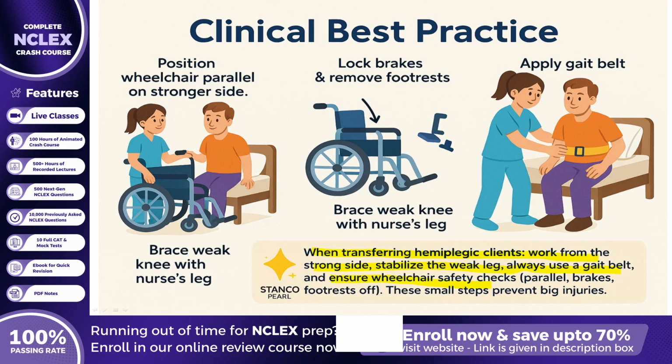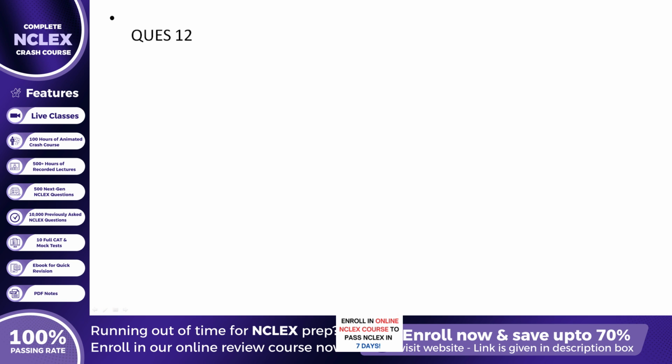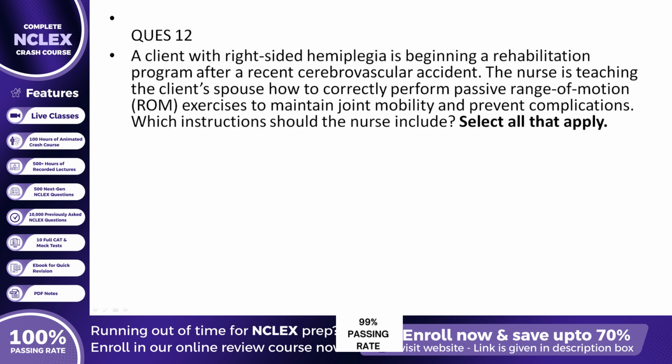Let us now move into a question that highlights caregiver education, which is vital in the rehabilitation process. A client with right-sided hemiplegia is beginning a rehabilitation program after a recent cerebrovascular accident. The nurse is teaching the client's spouse how to correctly perform passive range of motion exercises to maintain joint mobility and prevent complications. The question asks, which instructions should the nurse include?